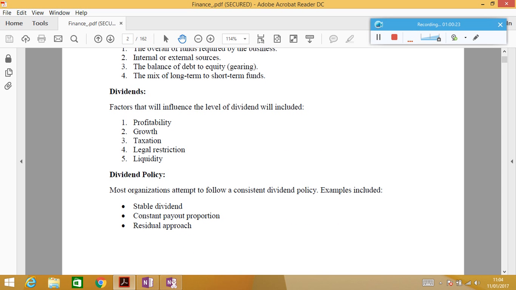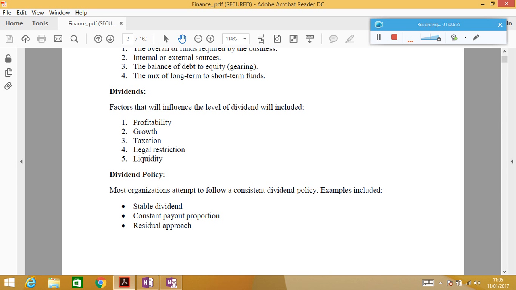How about the second one? Constant payout proportion. What is meant by proportion, guys? Percentage. Proportion means percentage. The percentage is fixed, for example, 10%. Every year is 10%. But is the dividend value fixed? The dividend will not be the same, because the profit will be different, right? But the percentage is fixed. Just put it here.